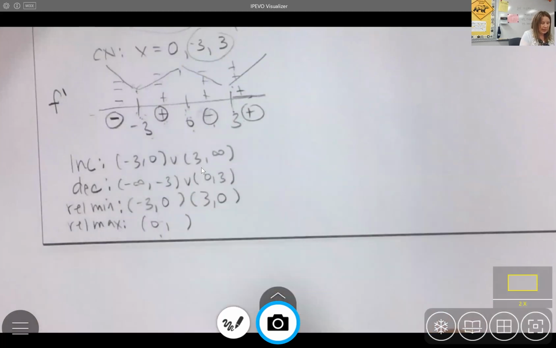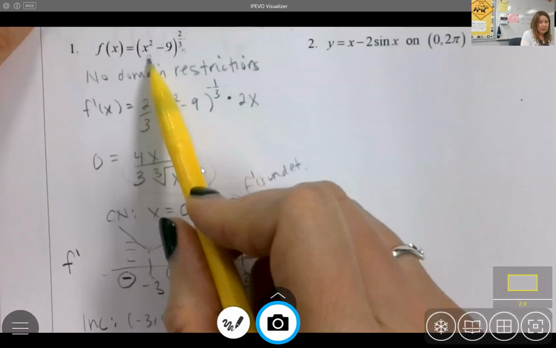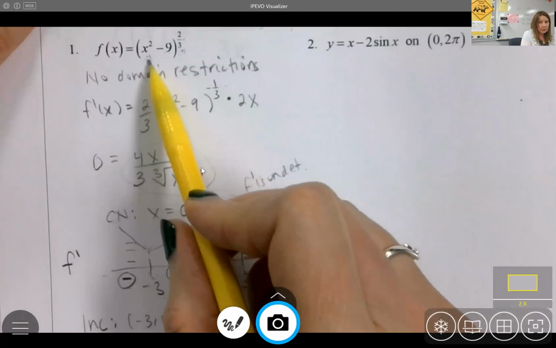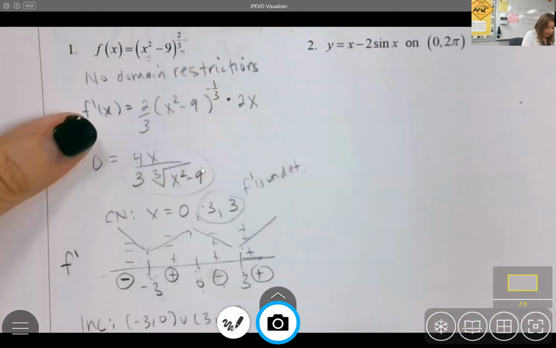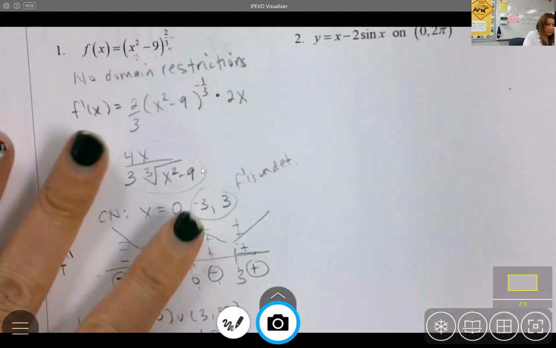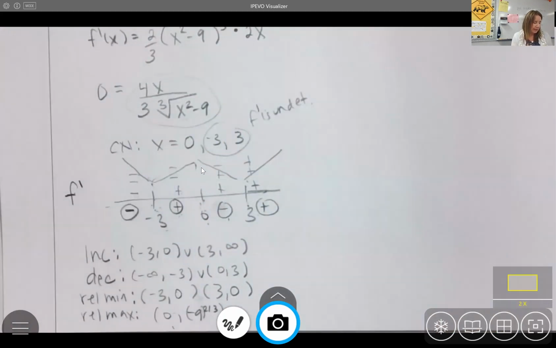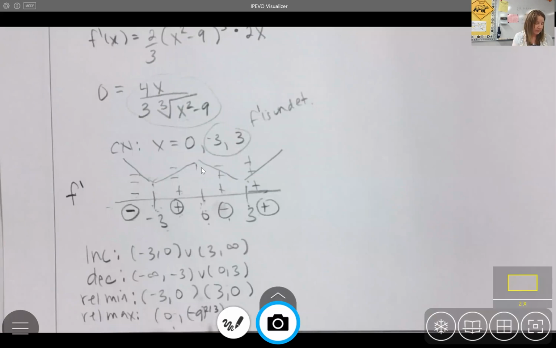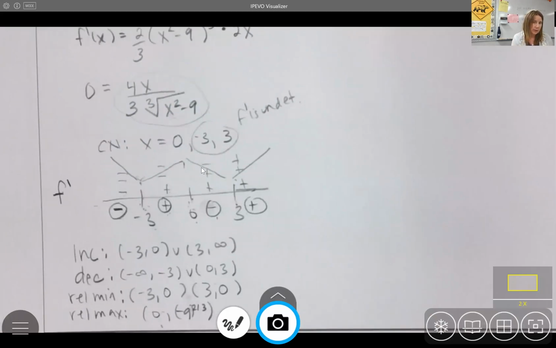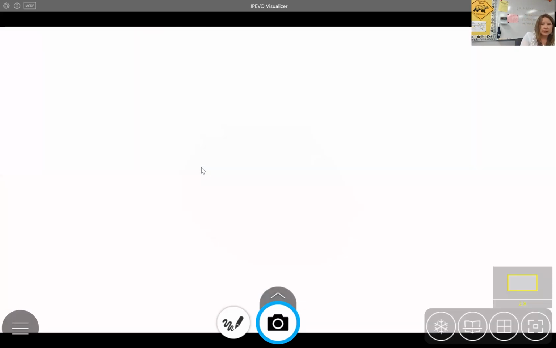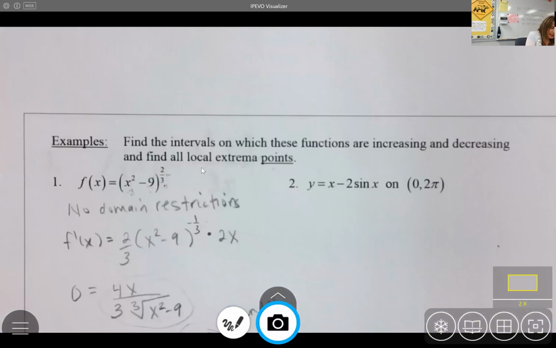Okay, and then if I plug a 0 in for x, then I'm looking at -9 to the 2/3. I don't have to figure that out. I'm just going to write -9 to the 2/3. Okay, that's what my relative max would be. So now I could go in and mark these points on a graph, and I could sketch a graph using that information.